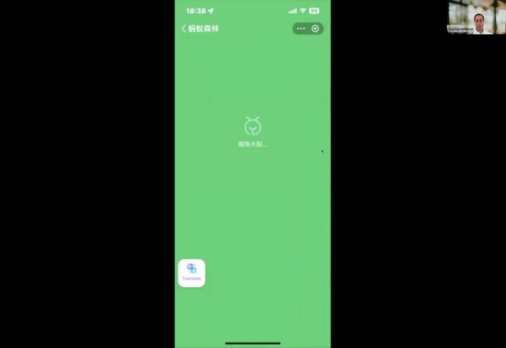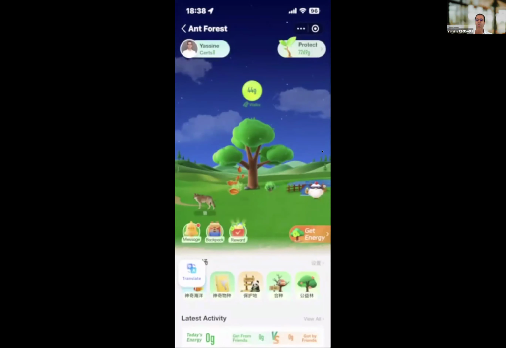One interesting feature is Ant Forest, and this is one of the features that increased the frequency of usage of the app. Alipay tried to think of what the users want, and they launched this feature that helped them to plant 500 million trees in China.